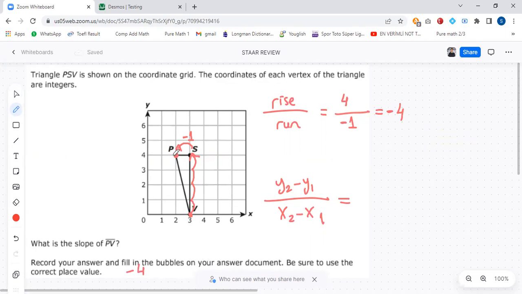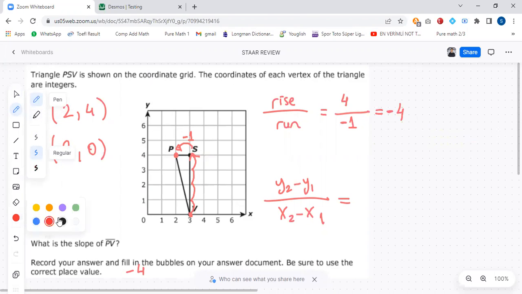We can also find these coordinates. For example, P is 2, 4, right? P is 2, 4, and V is 3, 0. X is 3 and Y is 0. So guys, be careful. It is not 0, 3. It is 3, 0. Right, now let's use this formula.